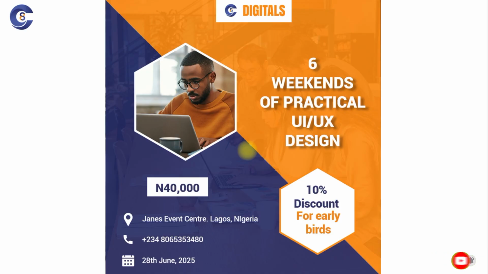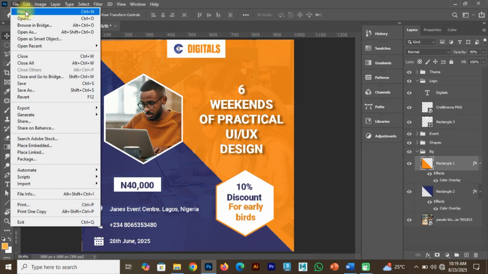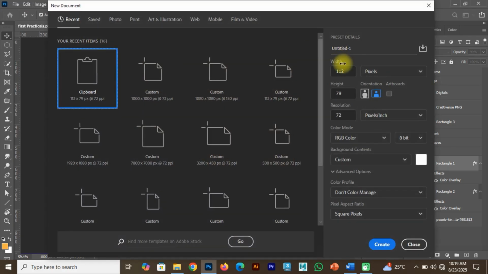Okay, let's dive straight into it. All right, let's begin. So the first thing we will do is to create a new document. Go to File, New. It's going to be a square graphic, so we are using, let's say, 1000 by 1000. Make sure it's on pixels, very important.